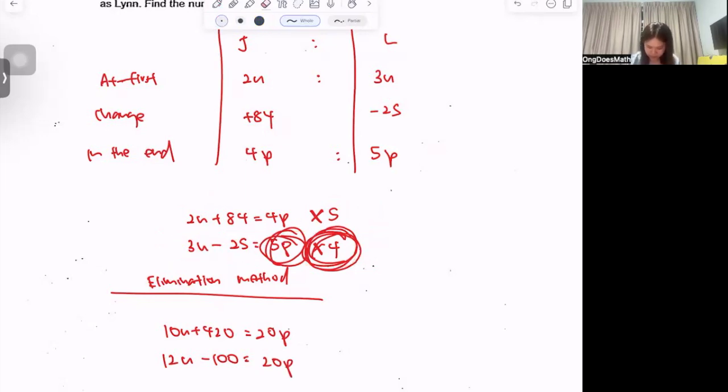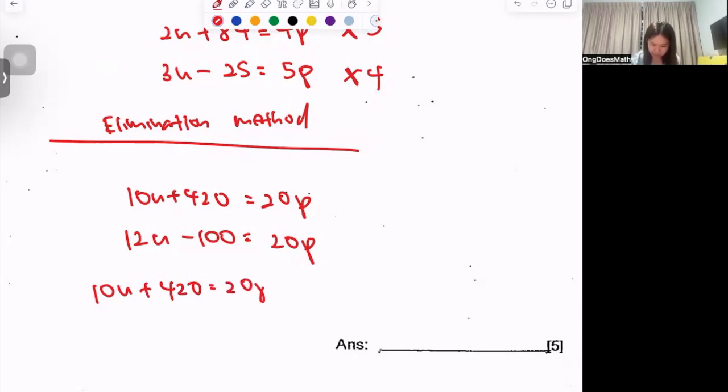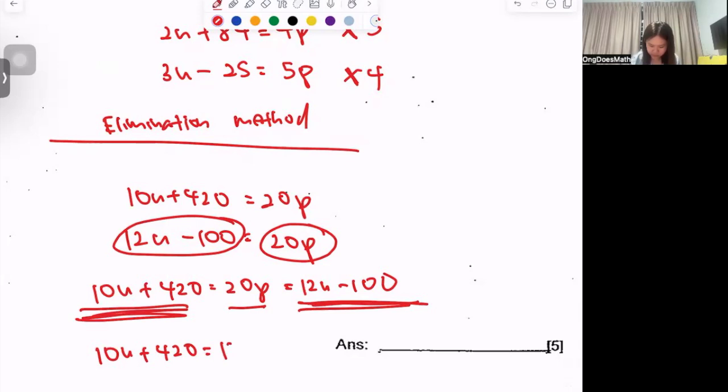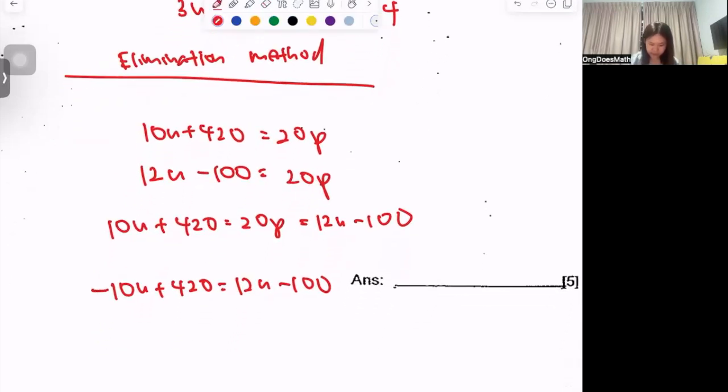So now if you look at it, we have two equations, right? 10 unit plus 420 is equals to 20 parts. And this 20 parts is also equals to 12 unit minus 100. So this is equals to this, which also means 10 unit plus 420 is equals to 12 unit minus 100. So whenever we have an equation like this, we'll try to move all the units to one side and all the constants, or the whole numbers, to the other side.